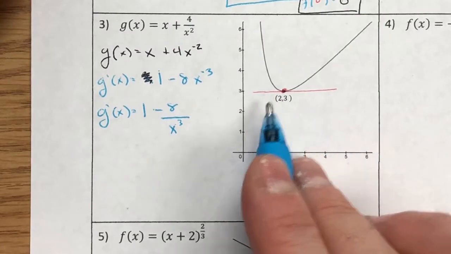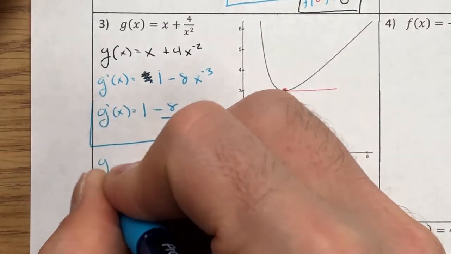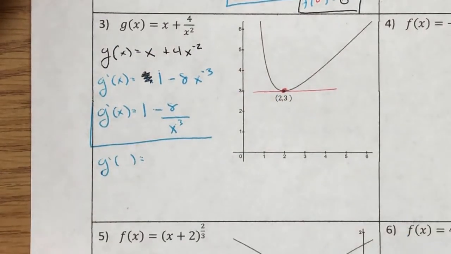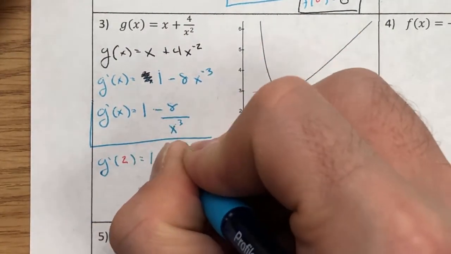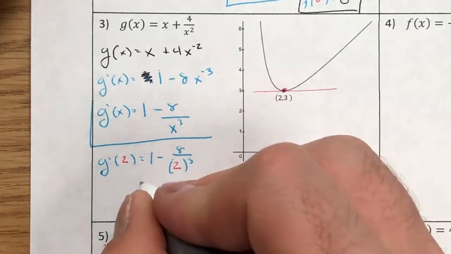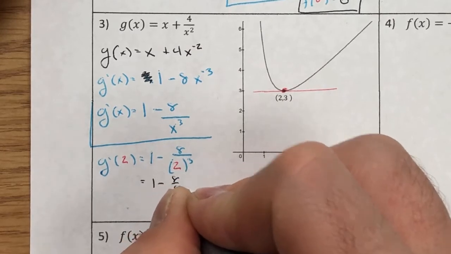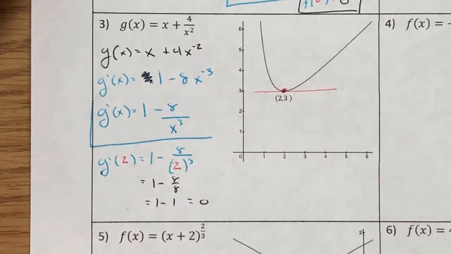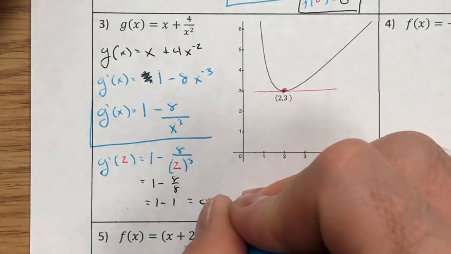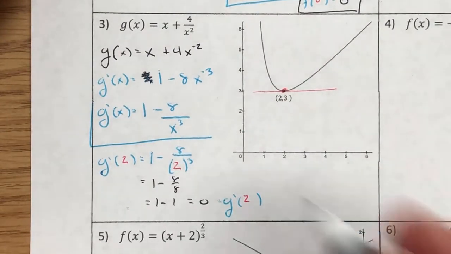And I want to find out where it is at (2, 3). So if that is the derivative, I'm going to say g prime of 2 for my x value. Plug in my 2, and now I'm just going to evaluate it. So 1 minus, 2 cubed is 8, so 1 minus 8 over 8, 1 minus 1, which is 0. So my g prime of 2, again, is 0.